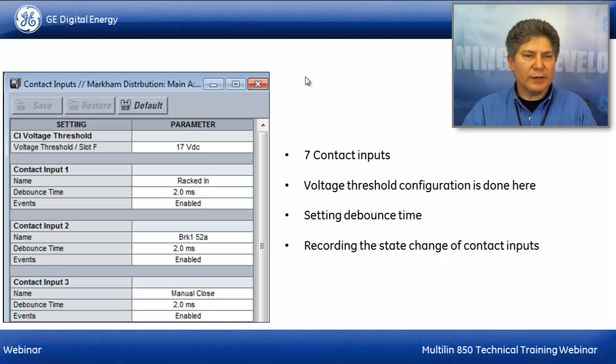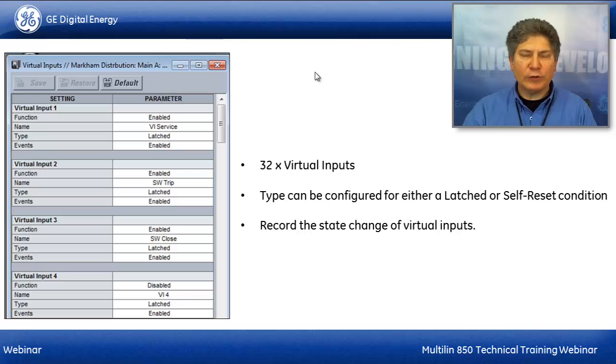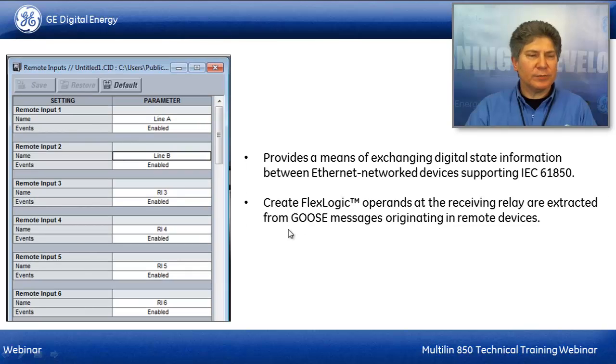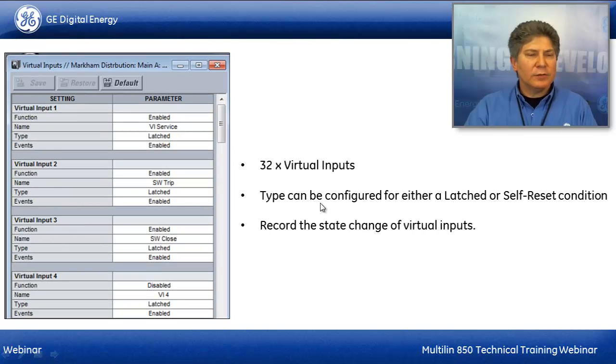Let's move back. We have virtual inputs, 32 virtual inputs. So we have contact inputs, which are hardware inputs, and then we have virtual inputs, which are a software input that we can configure, once again, either as latched or self-resetting. We can control the virtual inputs. We can name them. We can record them into the event recorder.